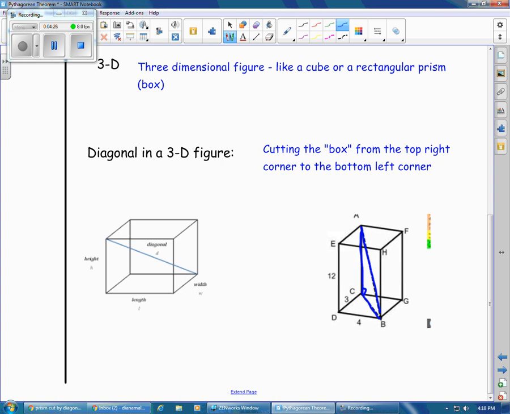Now we have a length of 4 here. We've got this 3 over here, and it's 12 units tall. We don't know what our units are.